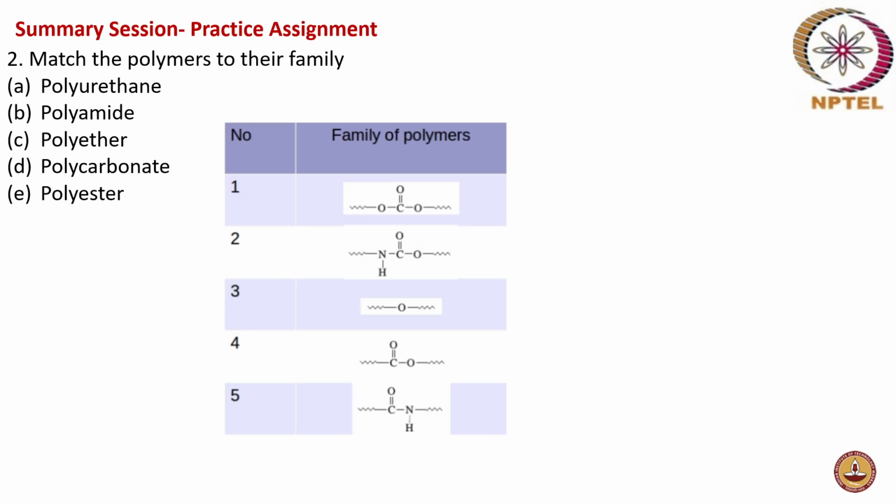So you have some family of polymers: you have the C double bond O group, then NHCOO group, and then O C double bond O and CONH group. So you have to match which of these polymers will have these kinds of groups in them. You have a set of polymers being given: polyurethane, polyamide, polyether, polycarbonate, polyester. So one is polycarbonate, polyurethane, polyether, polyester, polyamide.